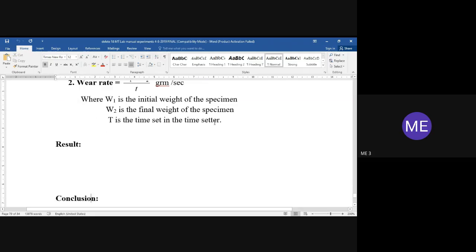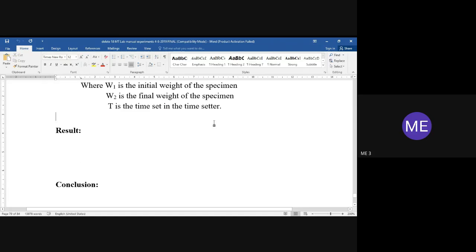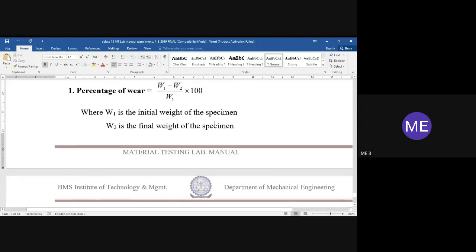That means when you come to observation, you have to note down two things. One is the initial weight of the specimen before it wears out, and the final weight of the specimen after wear, then the time taken. If there is any digital display, note the time in seconds. These are the basic concepts. Then I'll show the video. What I am showing, this information is available in your manual.